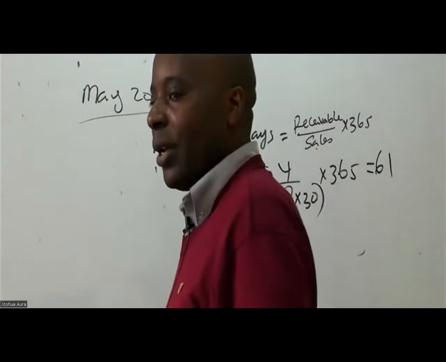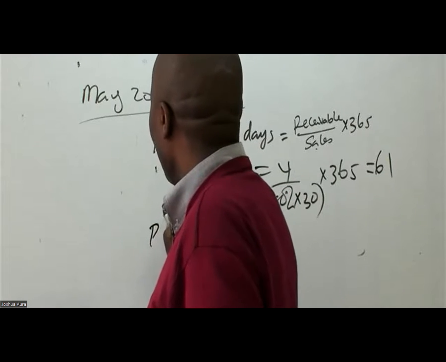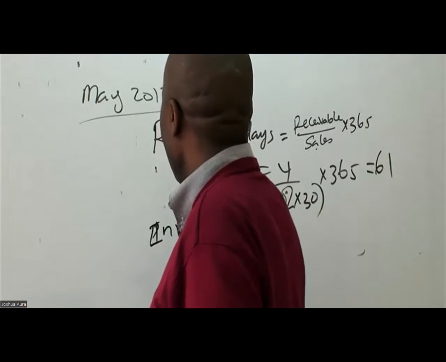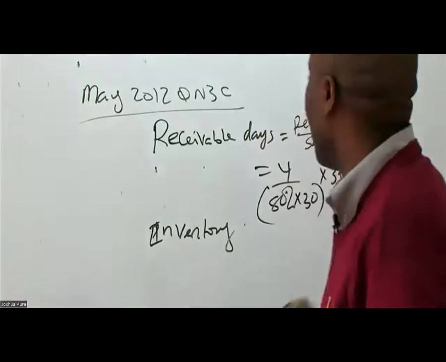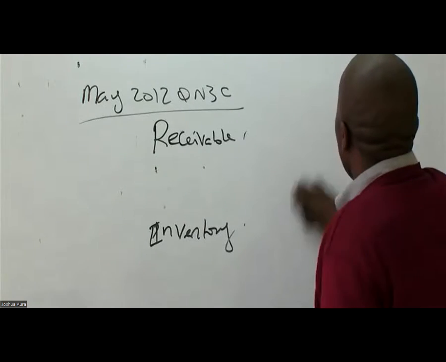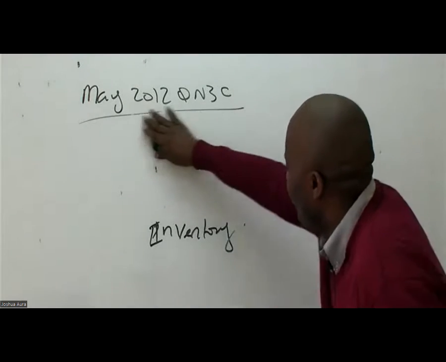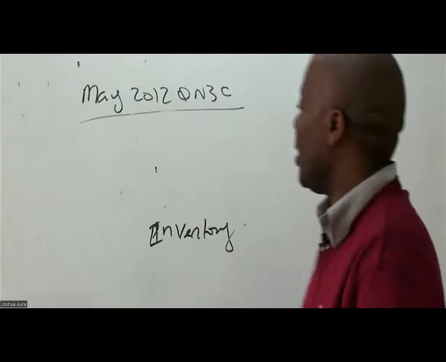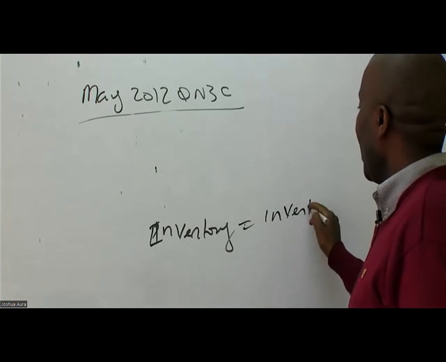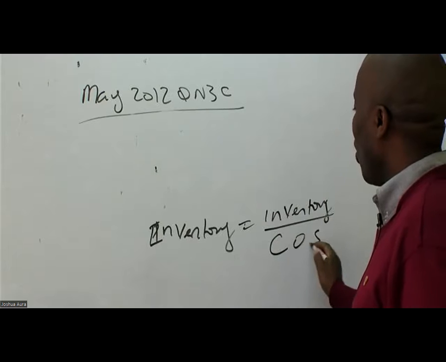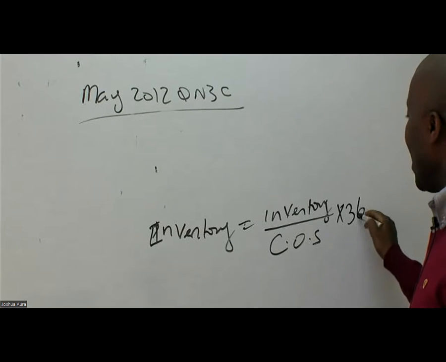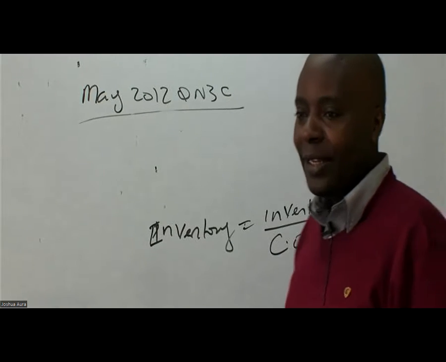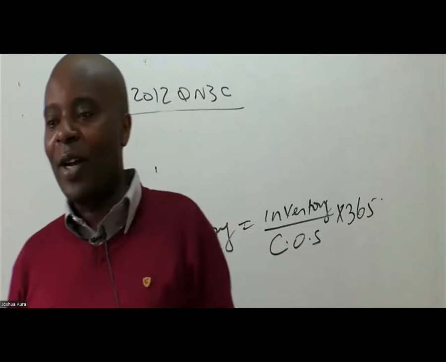Now from there, ladies and gentlemen, could we kindly go to the payables? Not payables, but inventory. So inventory, we'll take the inventory at the end of the year. We divide by the cost of sales, times 365.